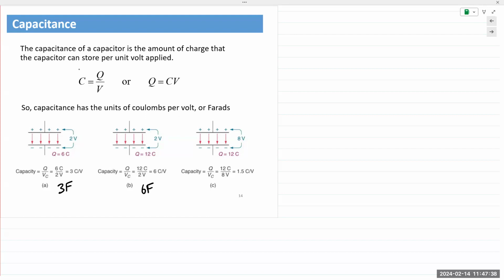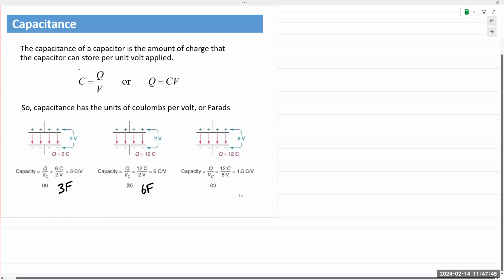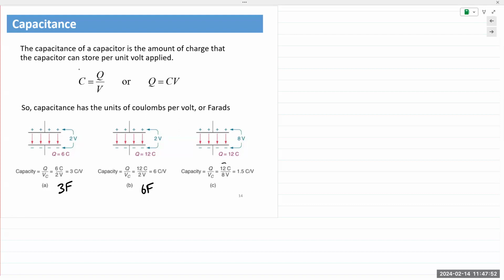And then if you increase the applied voltage for the physical capacitor, then the charge storing capacity goes down. So the capacitance value decreases. If you look at the same example, 12 coulombs of charge, but now you want to apply a higher voltage, a high voltage application, we say that the capacitance value is lower, 1.5. This is just 3 simple examples to show the relationship between charge, voltage, and capacitance.